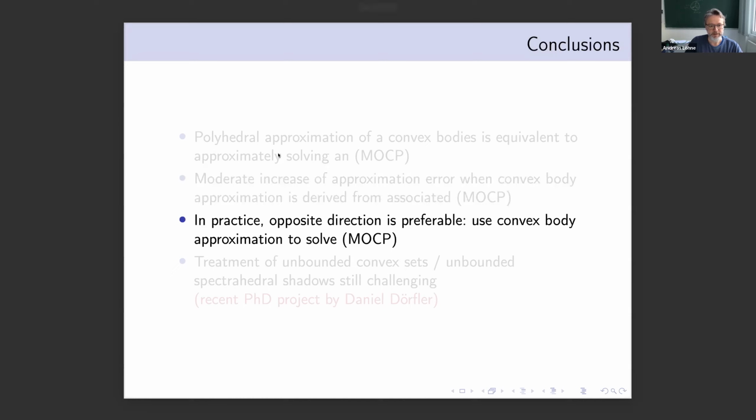But in practice, I would prefer the opposite way. We should implement and develop algorithms for convex body approximation and convex set optimization and use them to solve multiple objective convex programs, or also on other levels, say multiple objective semi-definite programs, because the advantage here is that we have no increase of the approximation error, and another advantage is that the dimension does not need to increase by 1.